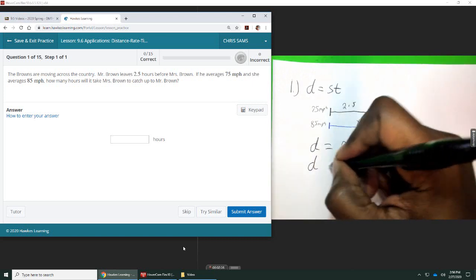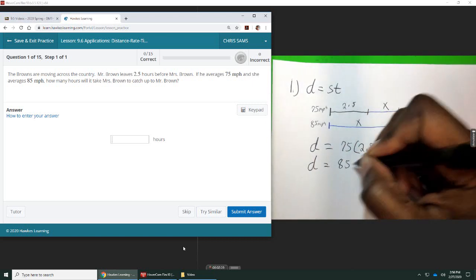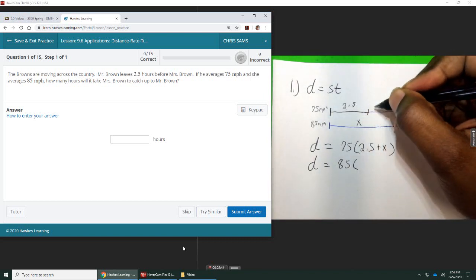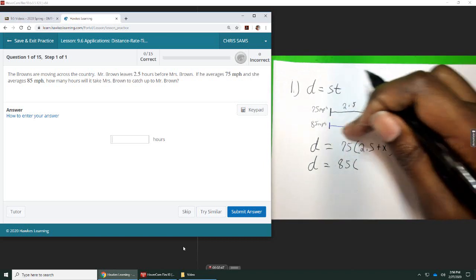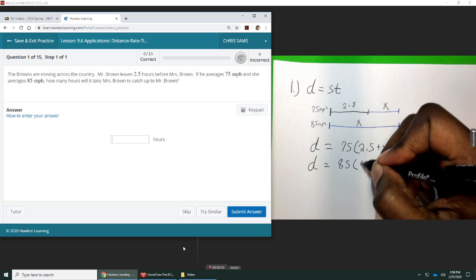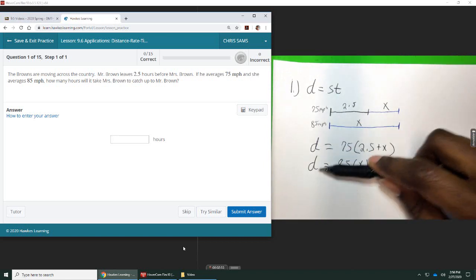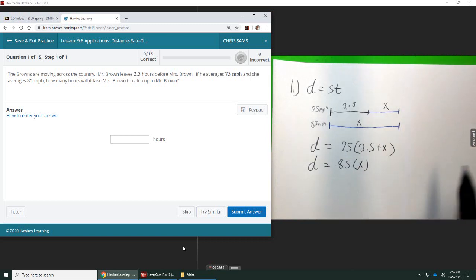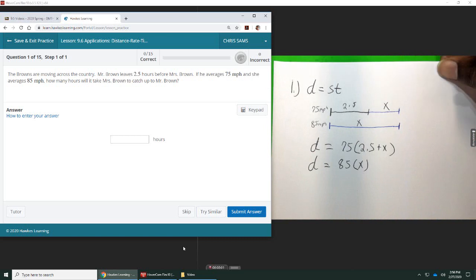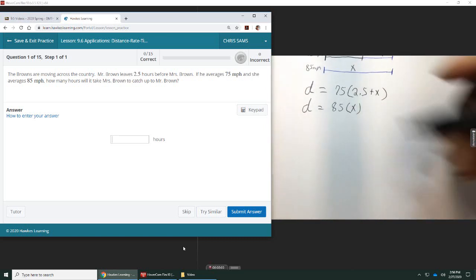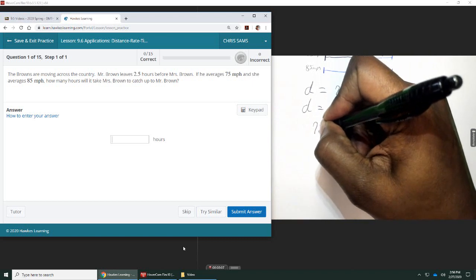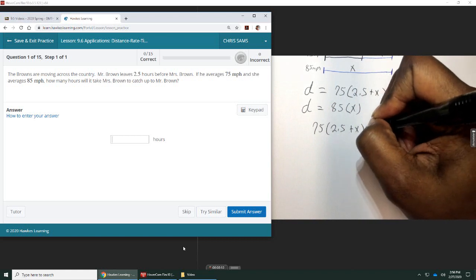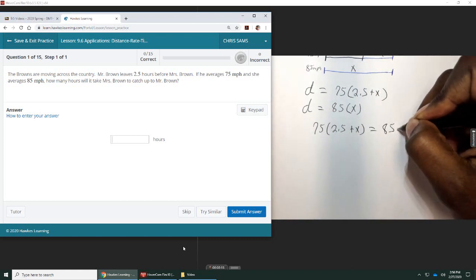Okay, Mrs. Brown, she started out driving 85 miles per hour, and her time is just X. She started 2.5 hours after him, so this time length is the same as this time length, and so it's just X. And these two distances, as you can see from the drawing, will be the same. Eventually they're going to catch up to one another. And we're going to set these two equal to each other to solve this problem, to find the number of hours. So we have 75 times (2.5 plus X) equals 85X.